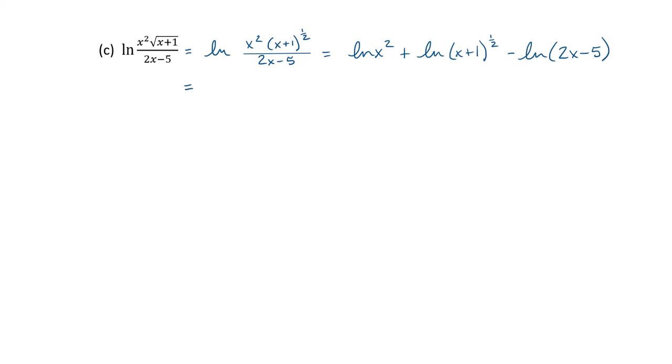Okay, the only thing left to do now is to take care of those exponents on the arguments. So my natural log of x squared becomes 2 natural log x. My natural log of (x plus 1) to the 1/2 becomes 1/2 natural log of (x plus 1). And then there's nothing we can do with that last log. We just copy it back down. And at this point, we are fully expanded.